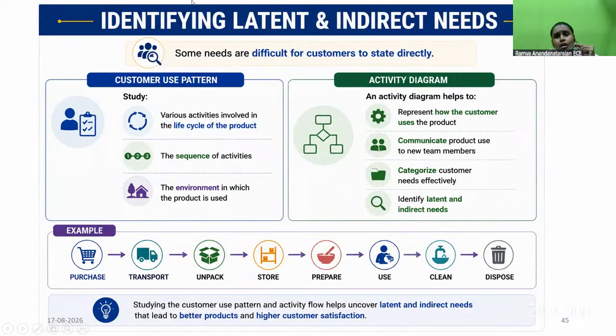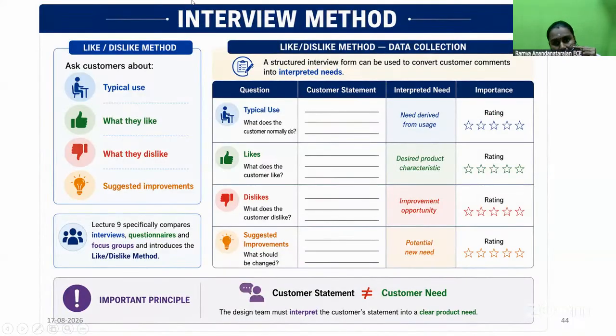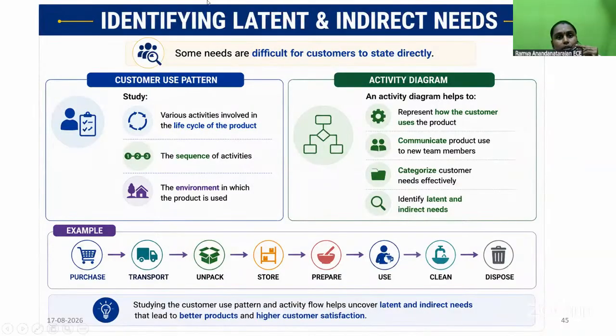And see, this interview method is for direct needs only. The latent needs cannot be obtained from a questionnaire or so. For that, you need to do observation. That is what I mentioned in the previous slide. We need to observe and find out the latent needs by ourselves. So we need to study the use pattern or activity of the customer. First, the various activities involved in the life cycle of the product are studied. Right from purchase to disposal of the product, how they use the product should be studied. The sequence of activities that they perform every day with that product should be studied.